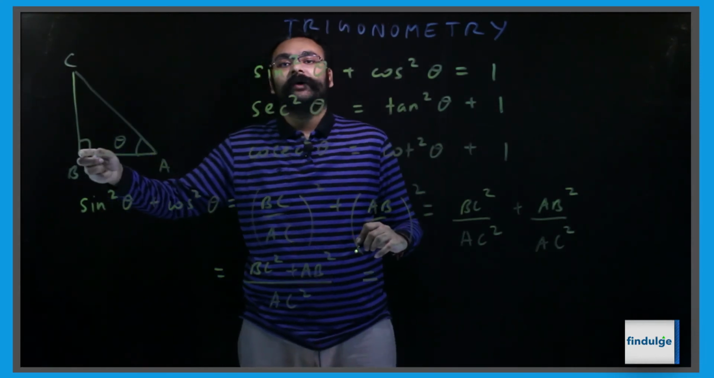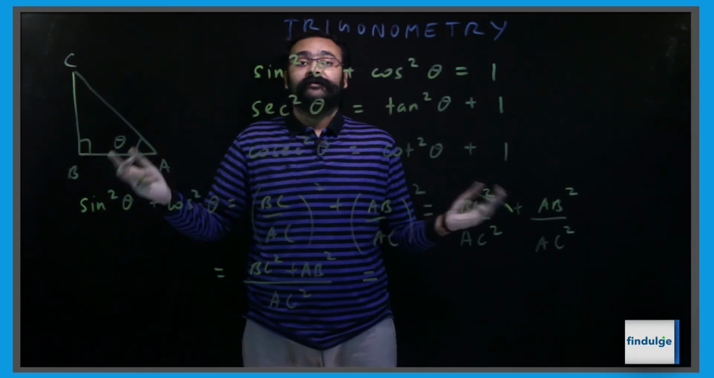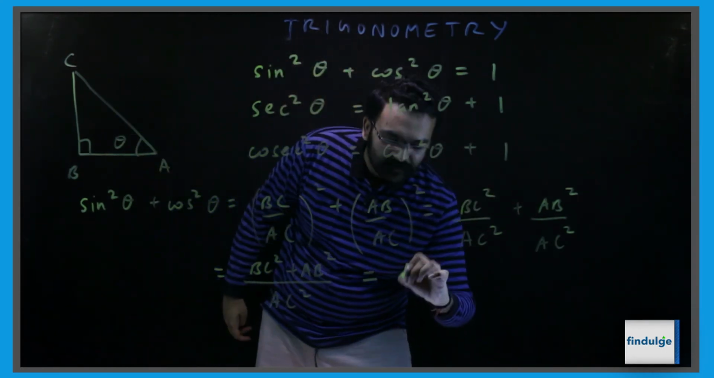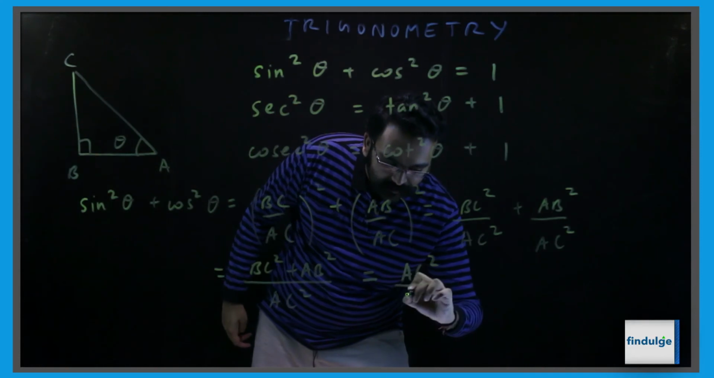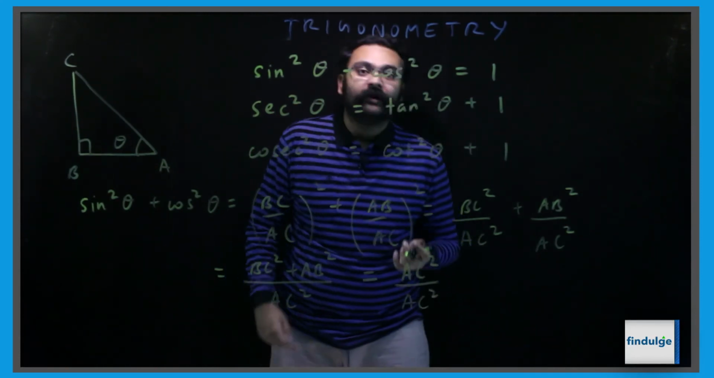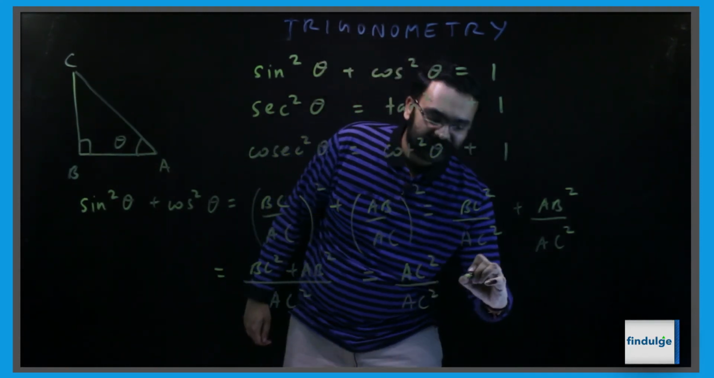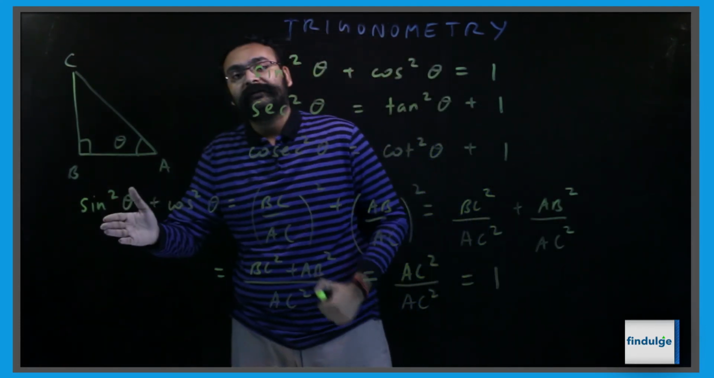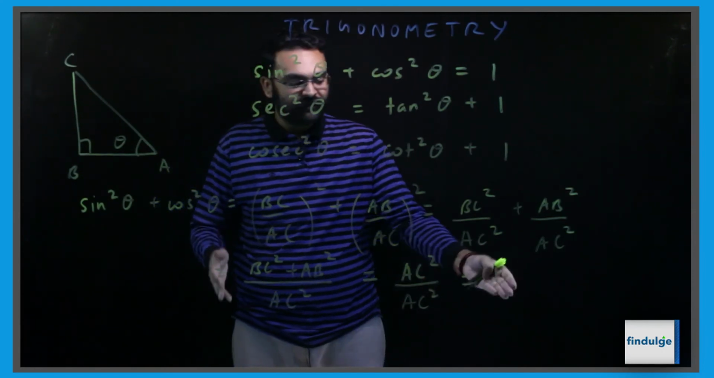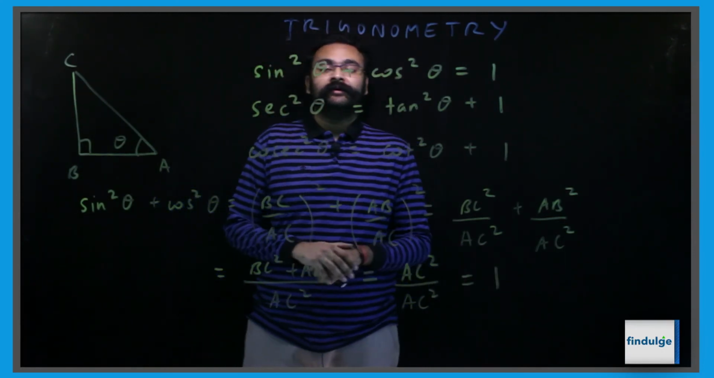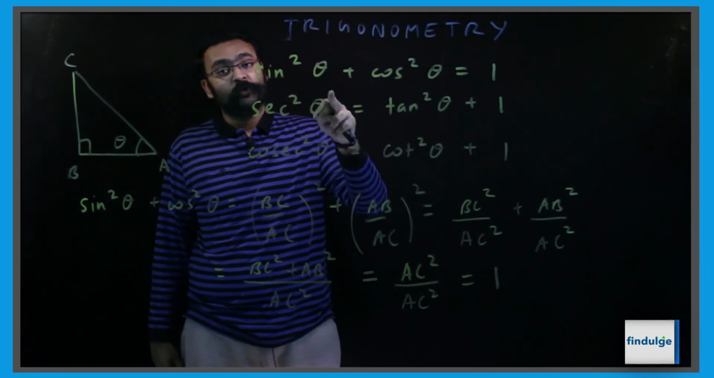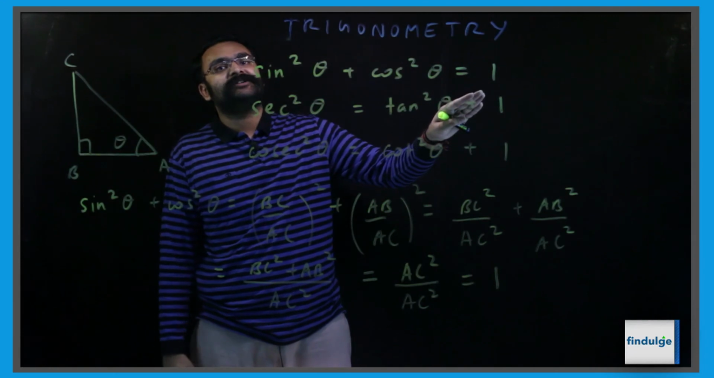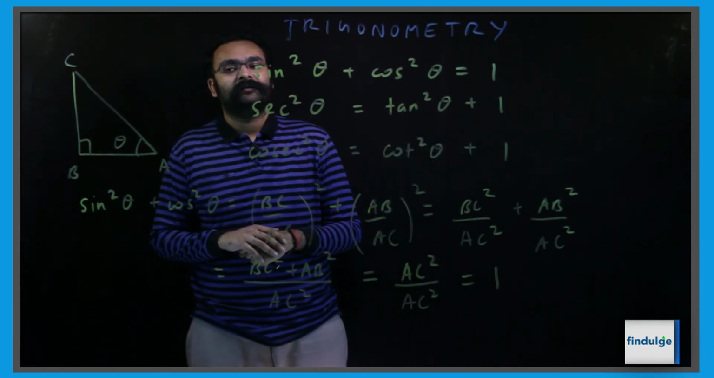And what is BC square plus AB square? Right angle triangle, Pythagoras theorem, it's AC square. AC square upon AC square, which is of course nothing but 1. So clearly sin square theta plus cos square theta is equal to 1. So just like this, you can prove these two as well. In these, expand the RHS and see what you get.